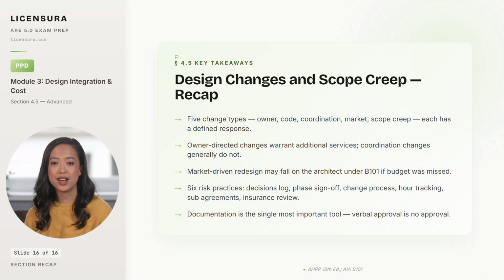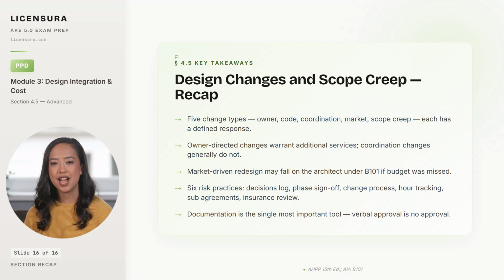Owner-directed changes warrant additional services. Coordination changes generally do not. Knowing the difference protects the firm's profitability. Market-driven redesign may fall on the architect under AIA B101 if the design exceeded budget, which is the unpleasant rule that makes accurate cost estimating during design a defensive practice rather than a courtesy.